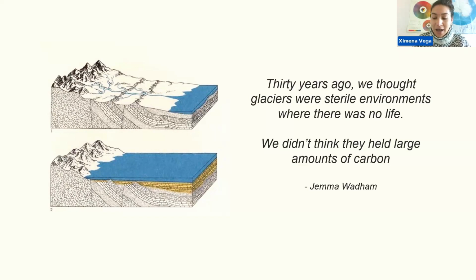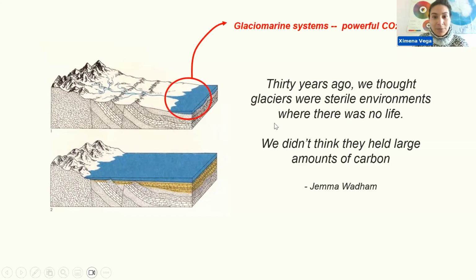So let's move a little bit deeper into the subjects of my research, which are glacial marine systems. So what is a glacial marine system? Well, as the word says, a glacial marine system is this system composed by a glacier and the marine system.